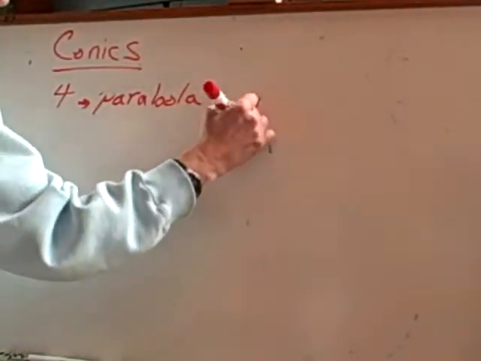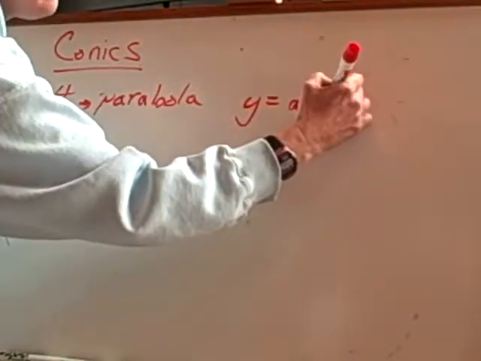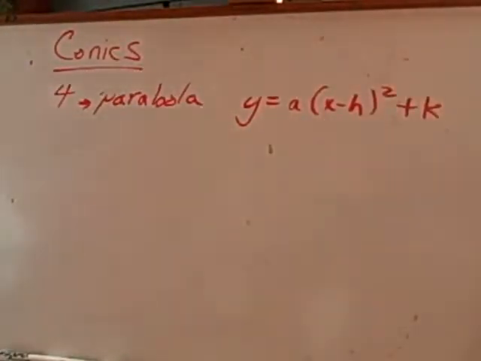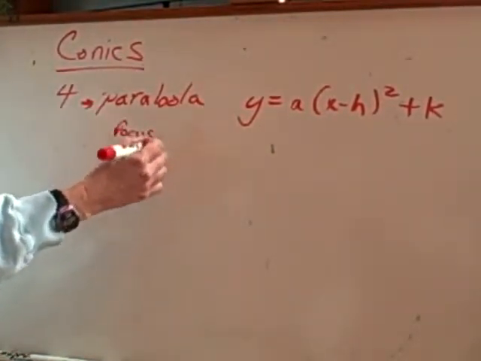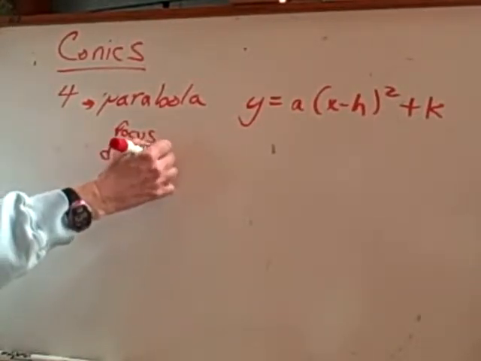The equation you need to be most familiar with is the vertex form, which is y equals (x minus h) quantity squared plus k. That's your vertex form. A parabola is defined by 2 things. It's defined by its focus, and it's defined by this thing called the directrix.